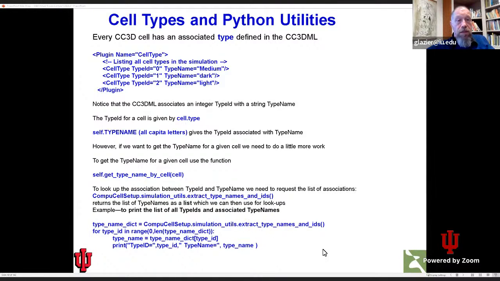Something that I talked about a little bit last time, and actually I think in the first or the second lecture, and that we might come back to depending on how far we get in class. It's more of a convenience thing than anything else: when you create the list of cell types in the CC3D-ML, you'll notice that all cells are given a cell type ID and a type name. And that type name will be displayed in various places, and the ID will be displayed in various places.